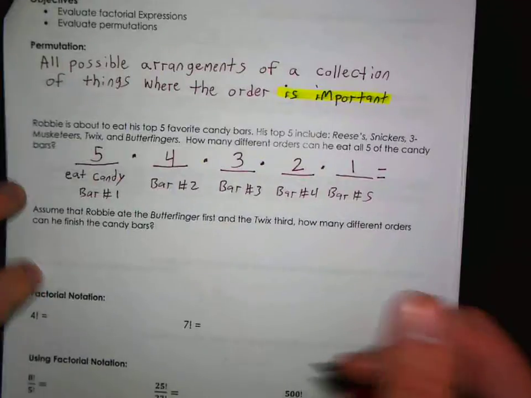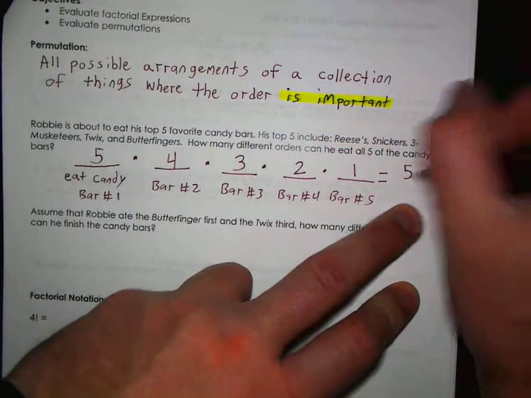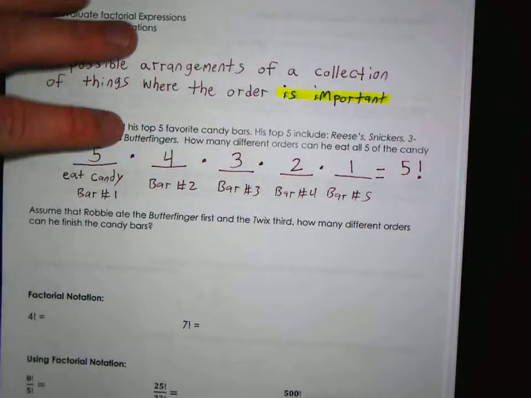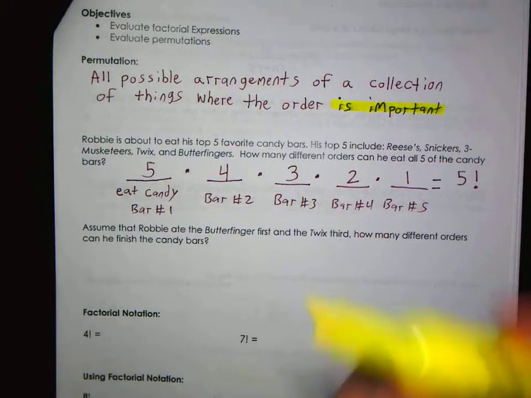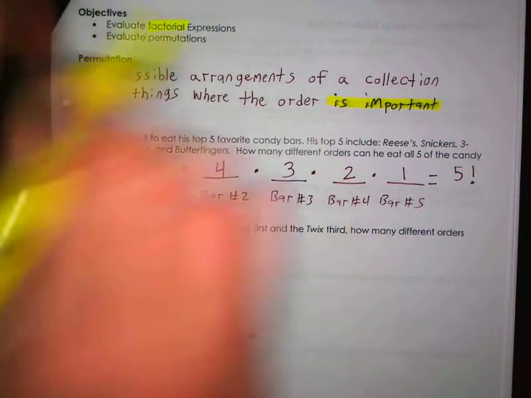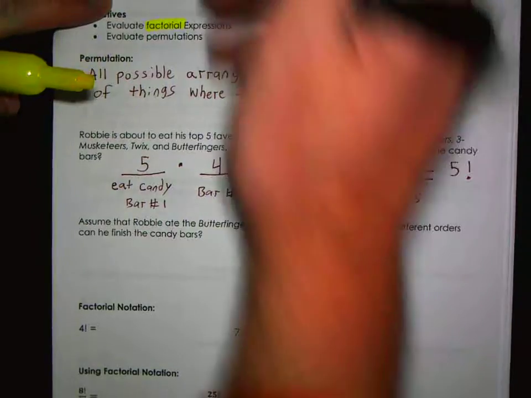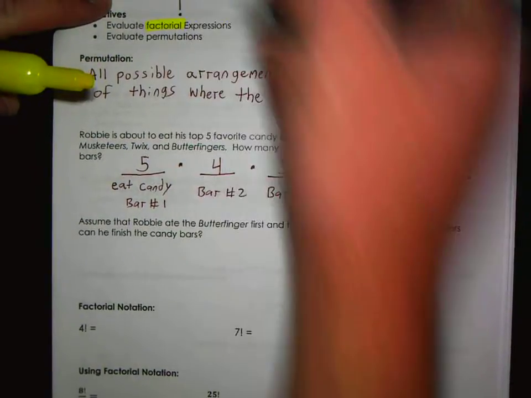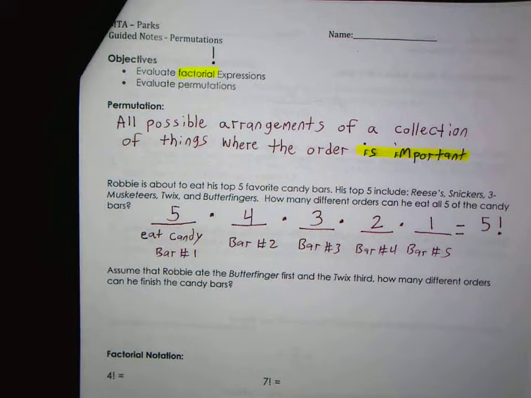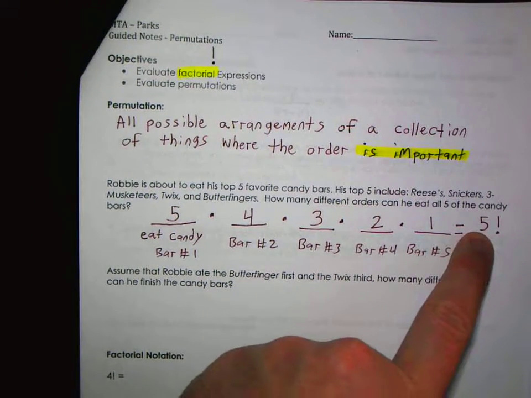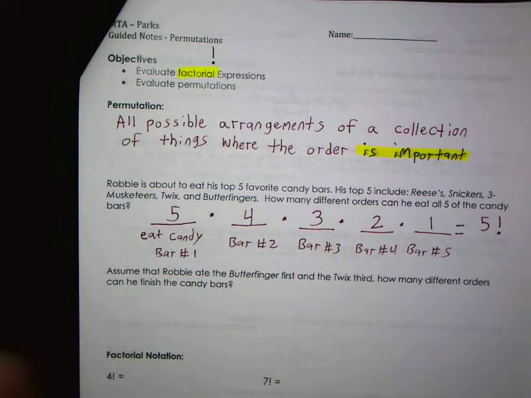Now you may see this written in math as this: 5 exclamation point. And that means 5 factorial. That's what this word means, factorial. It looks like an exclamation point. And all that means is a simpler way of saying take 5 times 4 times 3 times 2 times 1. And if you do 5 times 4 times 3 times 2 times 1, you get 120.